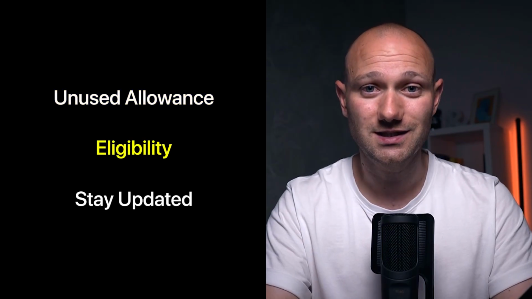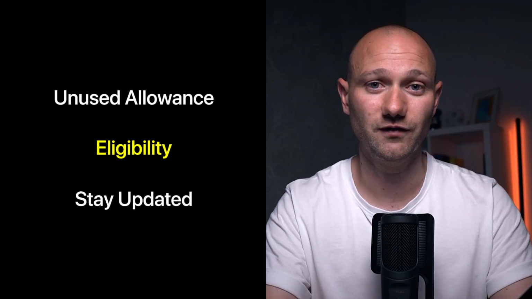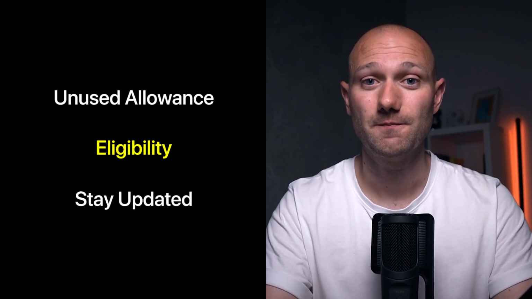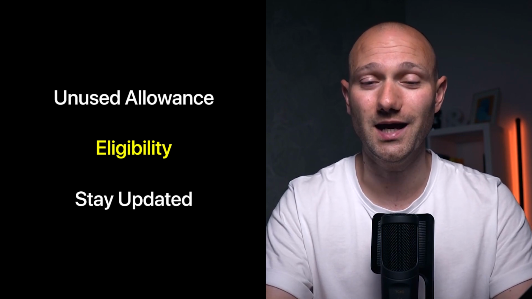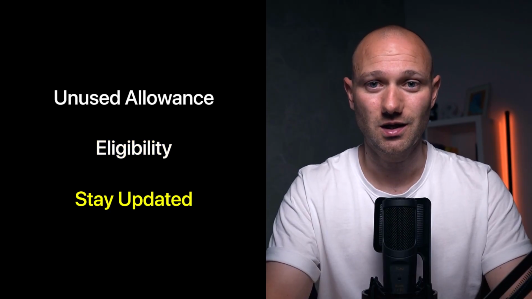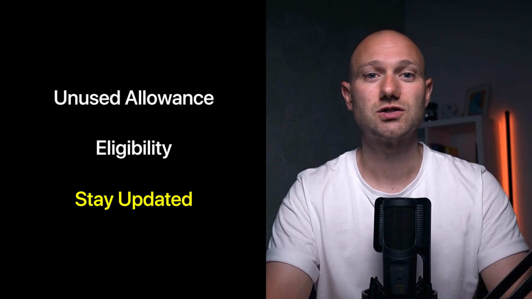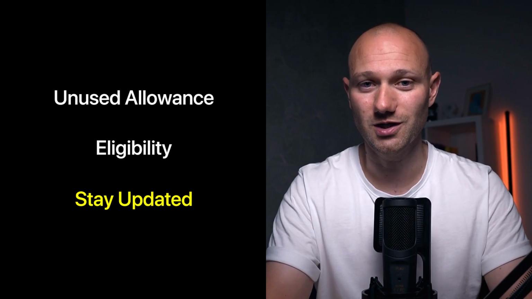As for eligibility, you must be a UK resident. Cash ISAs are available to those aged 16 and over, while stocks and shares, lifetime and innovative finance ISAs require you to be 18 or older. You should stay updated. Remember, ISA rules and allowances can change each year, so always check official government resources for the most current information before making decisions.